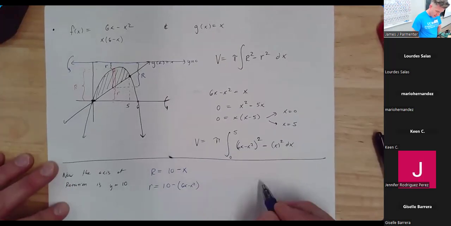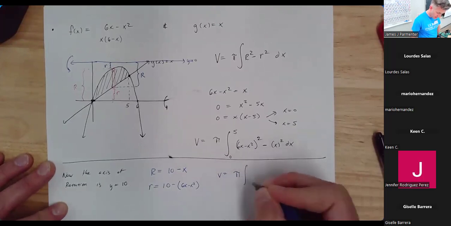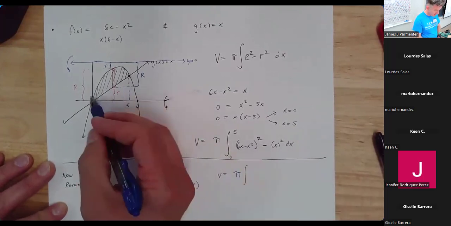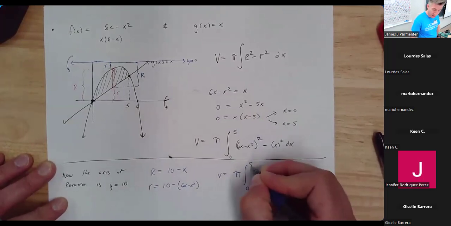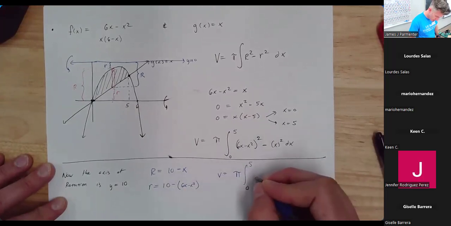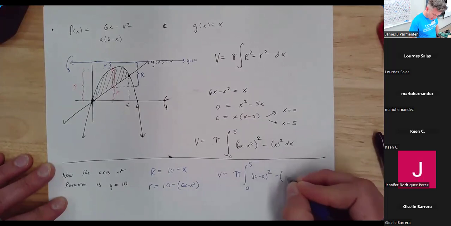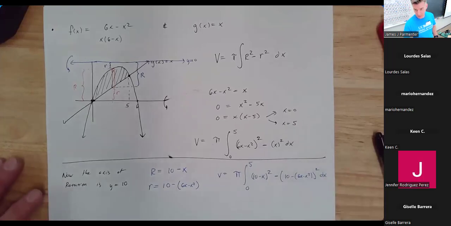Okay, so in this problem, our volume would be pi integral, same limits of integration, because I still have the same region, just a different axis. So my limits of integration are still 0 to 5. And then my large radius is going to be 10 minus x, and we're squaring that, minus my small radius, which is 10 minus 6x minus x squared. We're squaring that. Some questions over here.